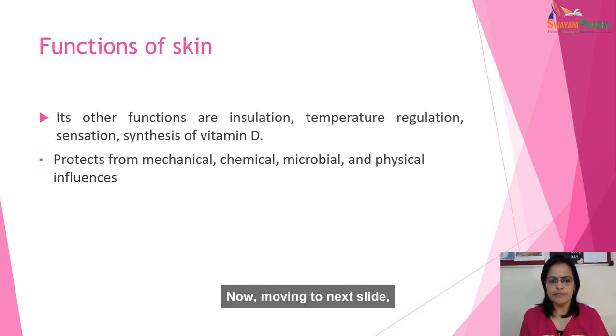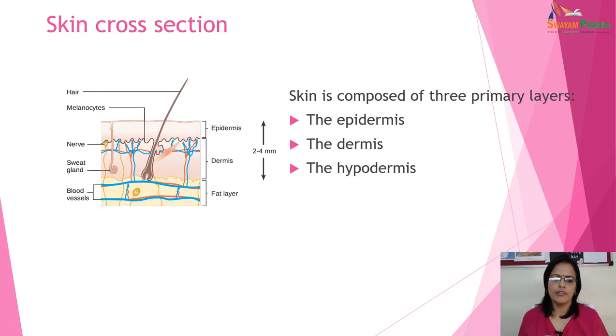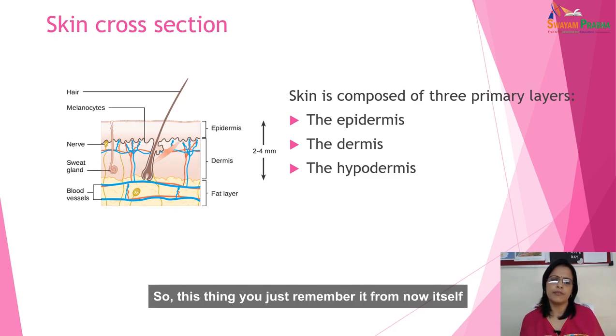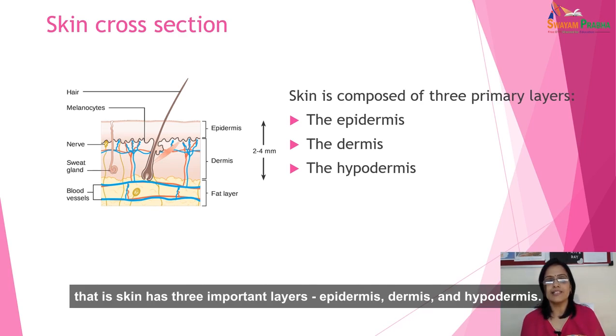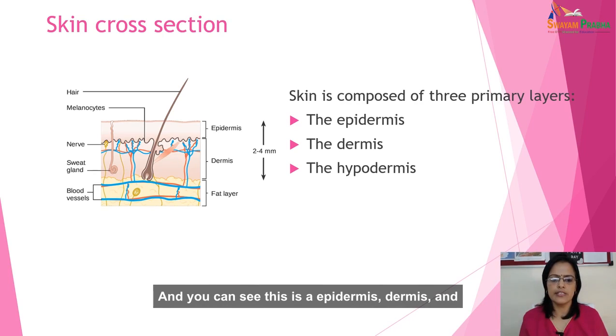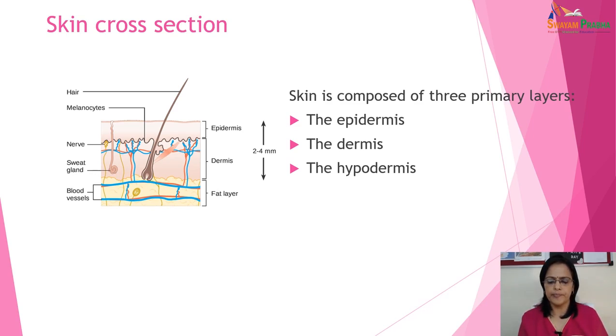Now moving to next slide. This is a cross section of skin. In this diagram, we will try to understand what are different layers of skin. Okay. So it is composed of 3 primary layers: epidermis, dermis and hypodermis. Remember it from now itself, that skin has 3 important layers: epidermis, dermis and hypodermis. So this is the structure, and you can see this is the epidermis, dermis and hypodermis, which is also called a fat layer.